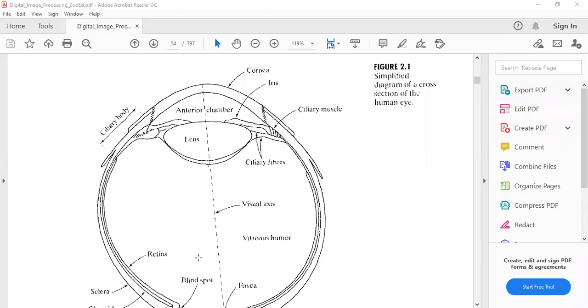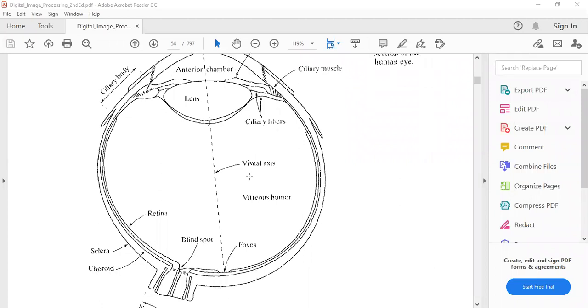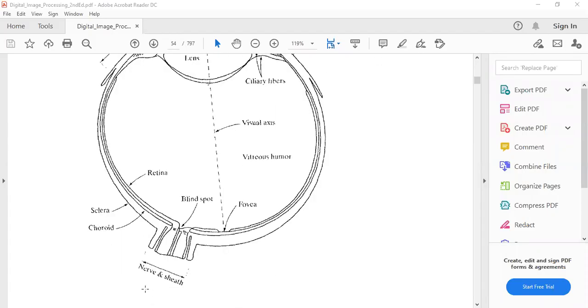Different parts of the human eye. Okay, that is we have cornea, sorry, it's not corona. Cornea, iris, ciliary body, ciliary muscle, anterior chamber, lens, ciliary fibers, visual axis, vitreous humor, then retina, blind spot, fovea, sclera, choroid, and nerve sheath. These are the parts of the human eye.